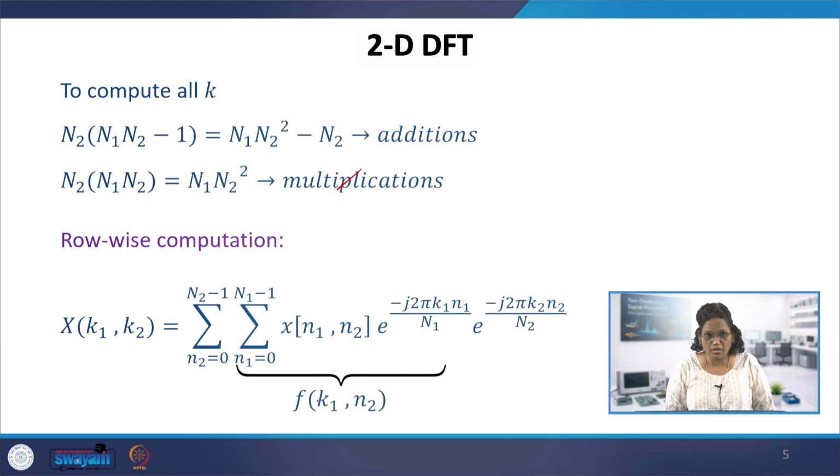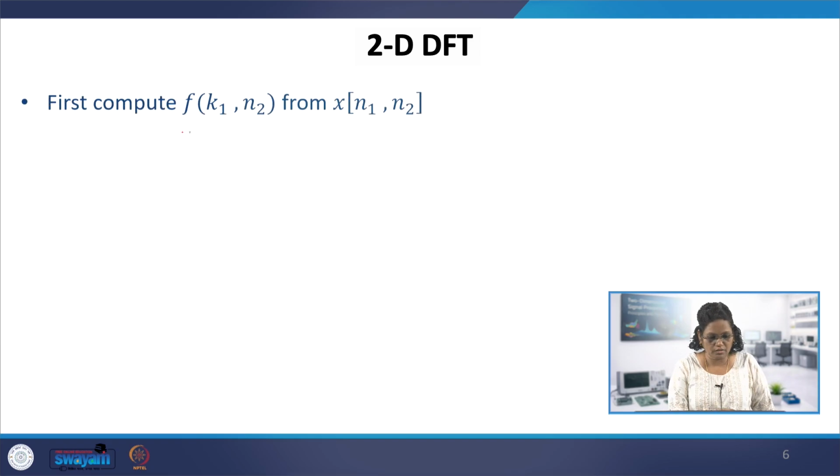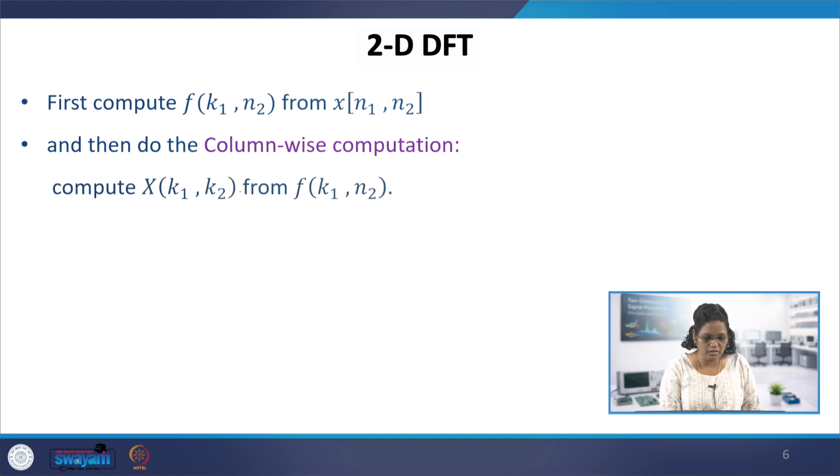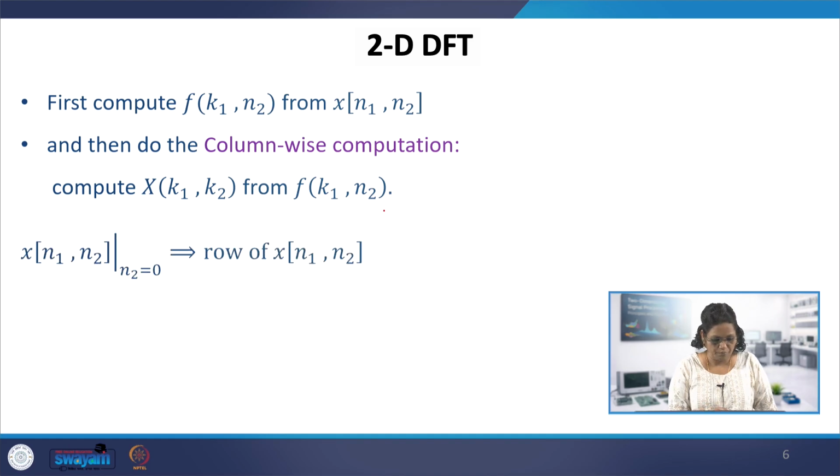Then the intermediate signal we get is f of k1 comma n2. The first step is to compute f of k1 comma n2 from x of n1 comma n2, the signal given, and then do the column-wise computation using the intermediate signal we get here, to get x of k1 comma k2 from f of k1 comma n2. So how do we do this?